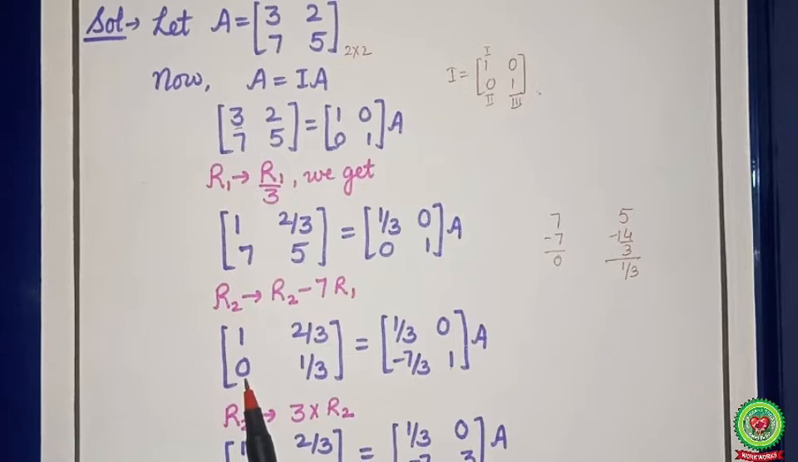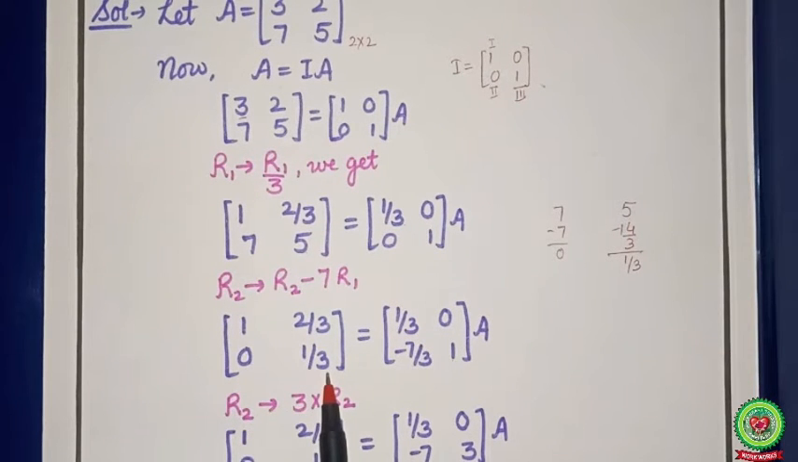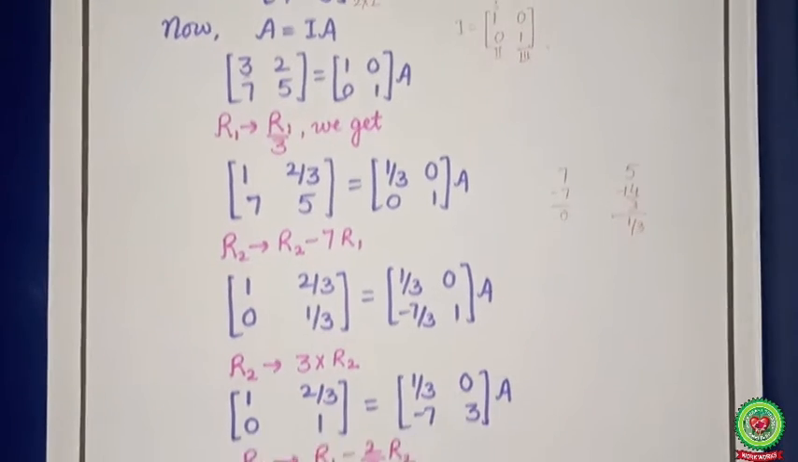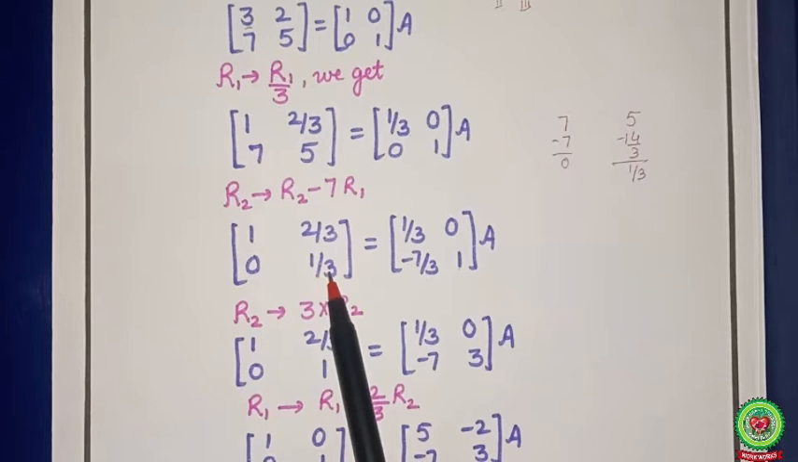So what will we do? We will multiply the second row by 3 so that this denominator will cancel out. So R2 changes to 3 times R2. That is the second row. When it is multiplied, here we will get 0 into 3 will be 0. 1 by 3 into 3, so the answer is 1 only.